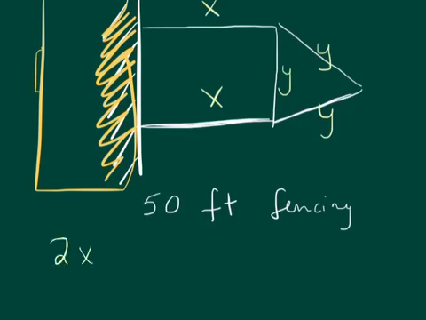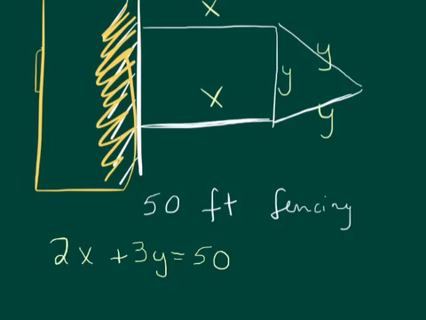We have two sides of the rectangle as x. We have a side of the rectangle as y. And then two sides of the triangle as y as well. So we know that that's going to be 50. So far, so good? Okay. And we want to maximize the area.